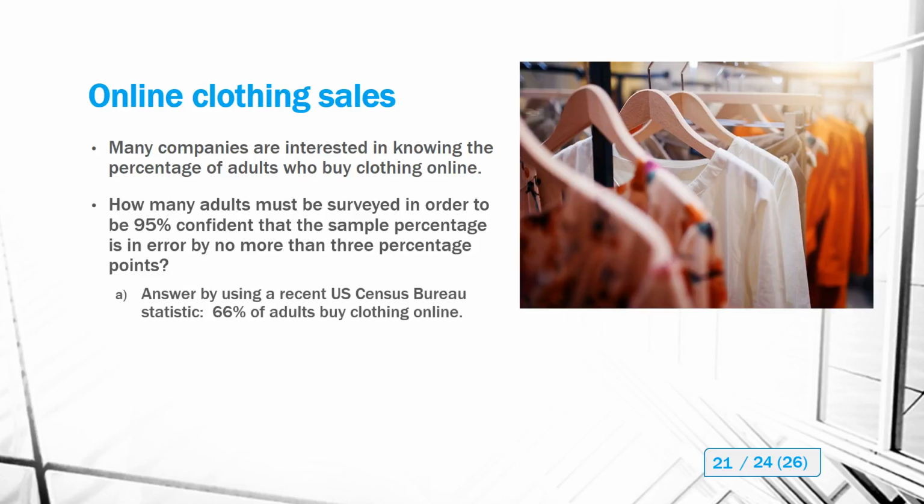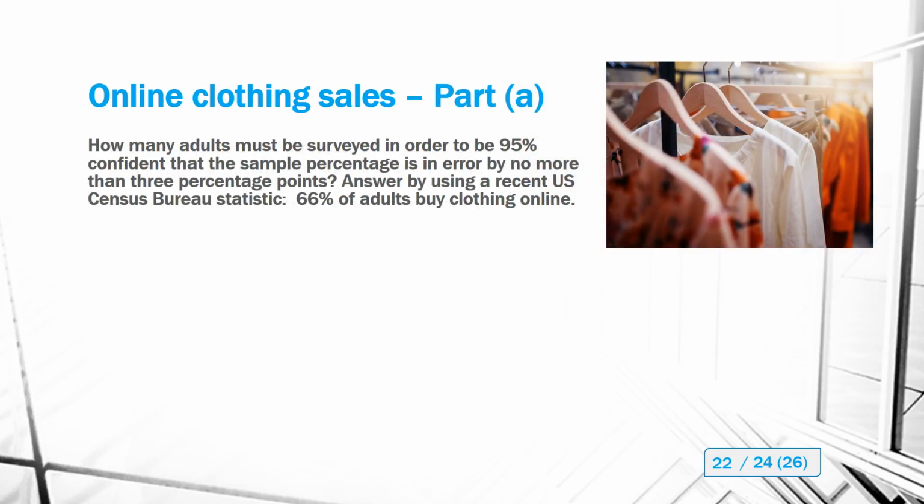First, we're going to answer this question by using a recent U.S. Census Bureau statistic that says 66% of adults buy clothing online. Then we're going to answer the same question again, but without any prior knowledge of a possible value of the proportion. We'll show you how to work it both ways. So, working it the first way, part A, 66% of adults buy clothing online.